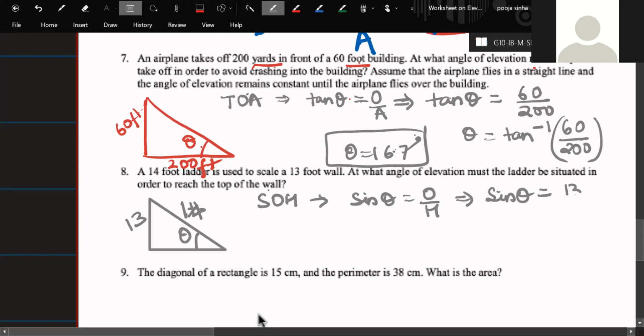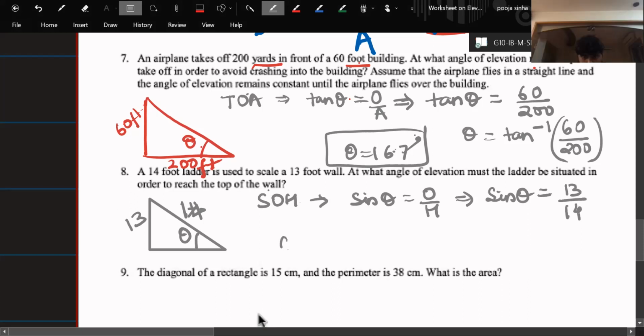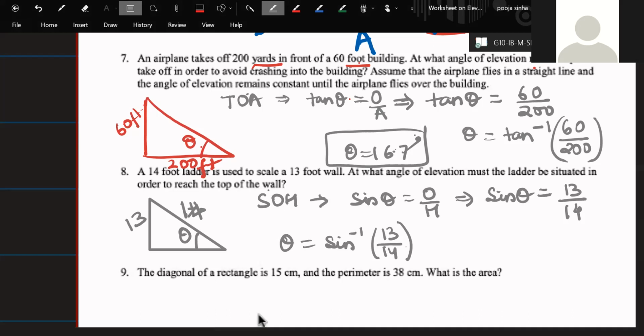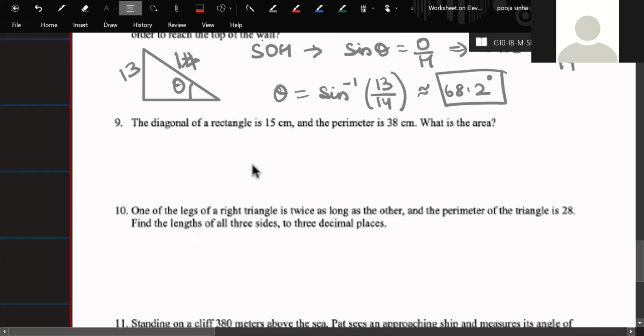Opposite is, say with me, theta is equal to sine to the power of -1 in brackets 13 upon 14, which is equal to 68.2. That is sine inverse of 13 upon 14 is equal to 68.2 degrees. Okay, next. Arsh, you will draw on the screen now. Yes, Miss.